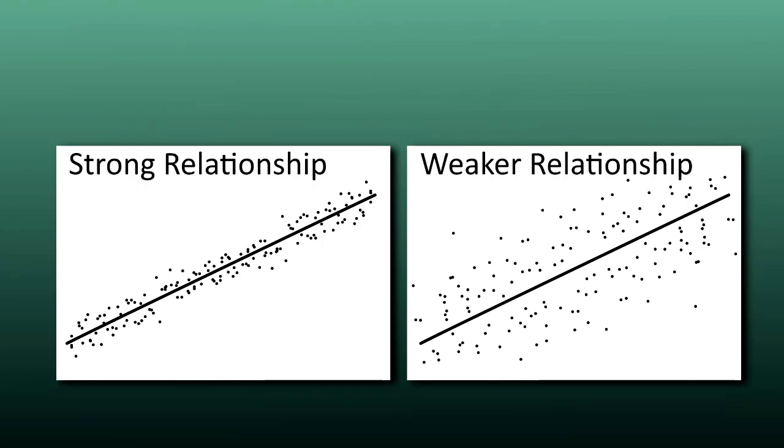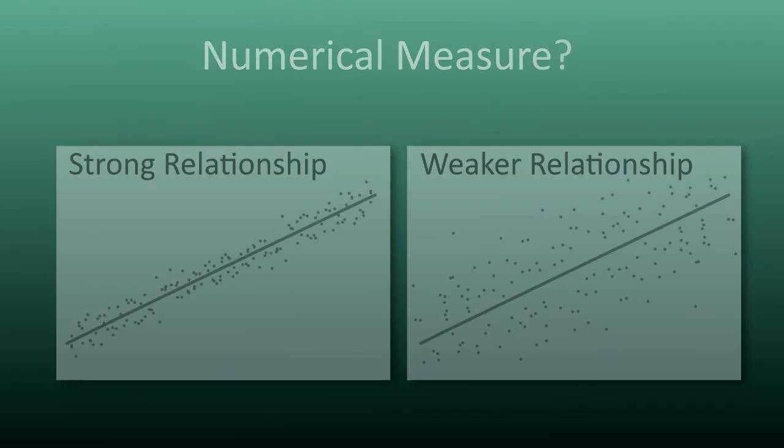Data points on the left scatterplot follow the linear pattern quite closely. This is an example of a strong relationship. Data points on the right scatterplot also follow the linear pattern, but much less closely. Therefore, we can say that the relationship is weaker in general, though assessing the strength of a relationship just by looking at the scatterplot is quite problematic. We need a numerical measure to help us with that.